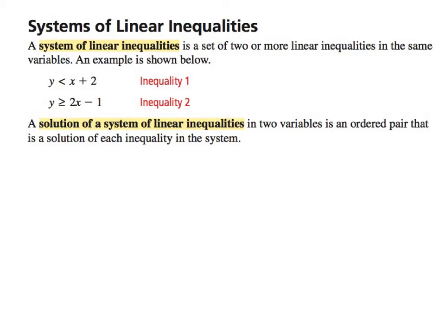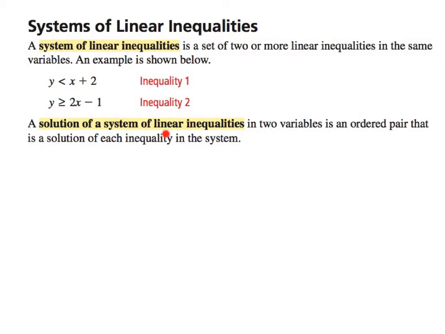Instead of just graphing one inequality, you're going to be graphing 2 or more, and then figure out where their overlapping graphs, or the overlapping regions, are. So a system of linear inequalities is a set of 2 or more linear inequalities in the same variables. An example is shown below. If you would solve this, you would graph the first one and shade. Graph the second one and shade. Your solution would be the overlapping shading regions.